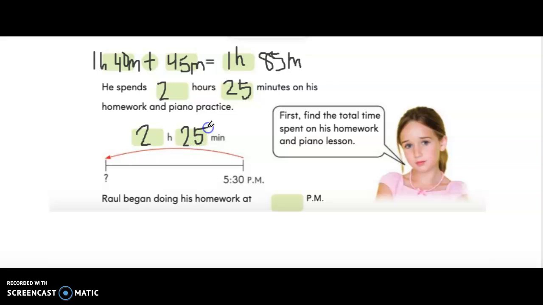So now we are going to be working backwards. Something that should clue you in here is typically we wouldn't do this all in one jump. I would prefer you doing a 2 hour jump to here, so that way you're not getting confused. So count back 2 hours, which would bring us to 3:30, and then go back those 25 minutes to 3:05. So he began doing his homework at 3:05 p.m.